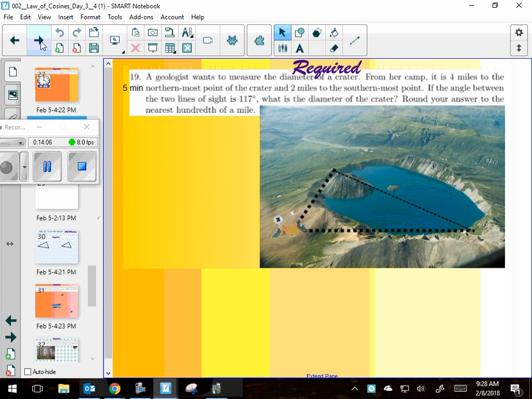So look at last night's and do this problem. What I'm going to do is just simply add this to last night's homework. It's just that you're doing it right now. Okay? Go ahead. I trust you.